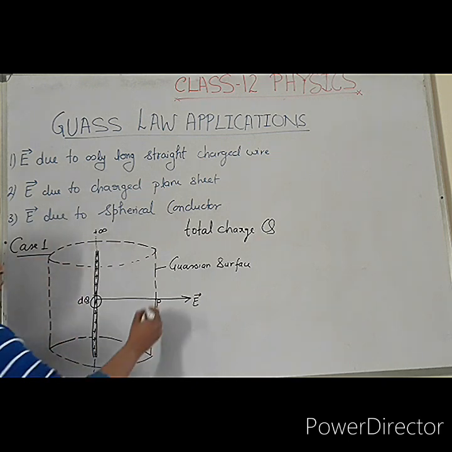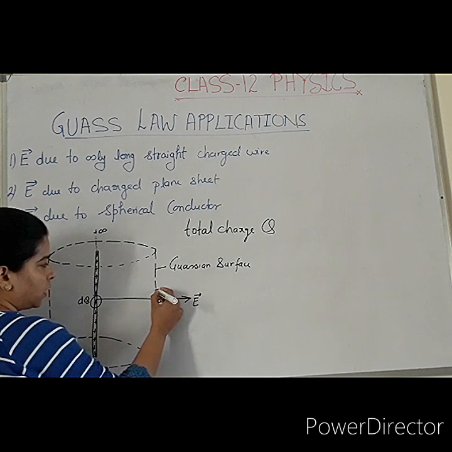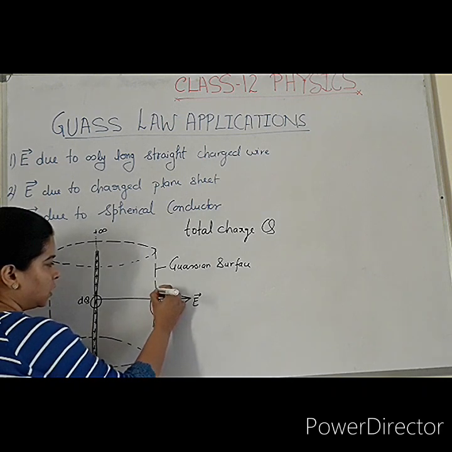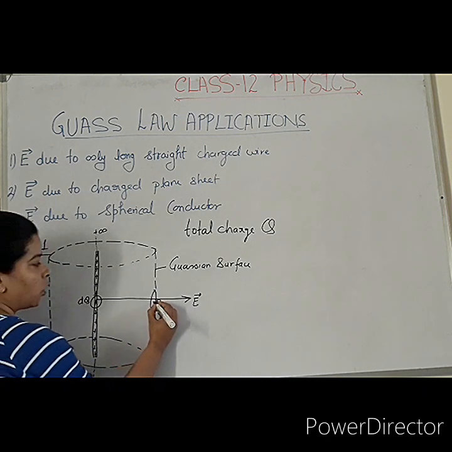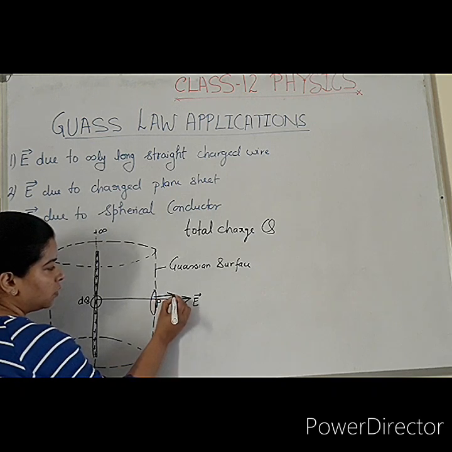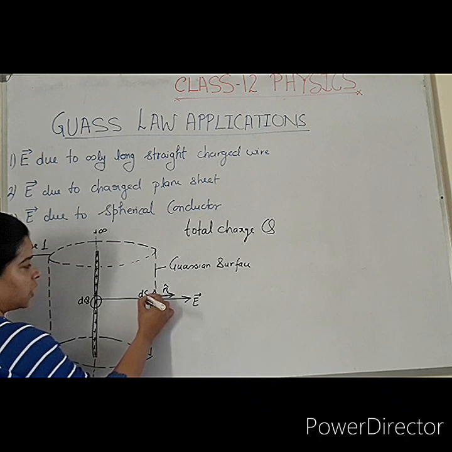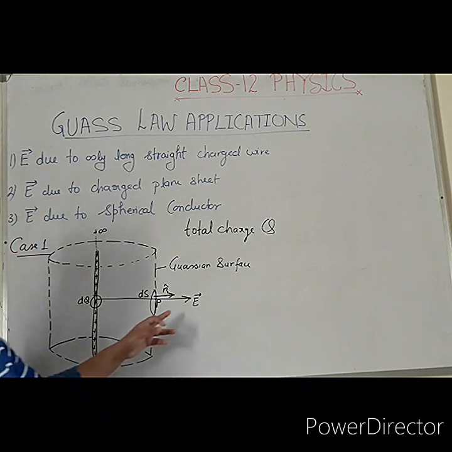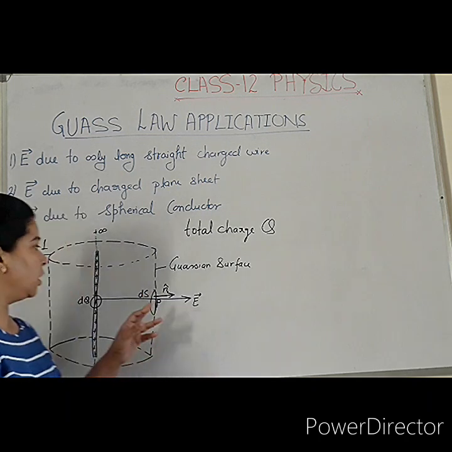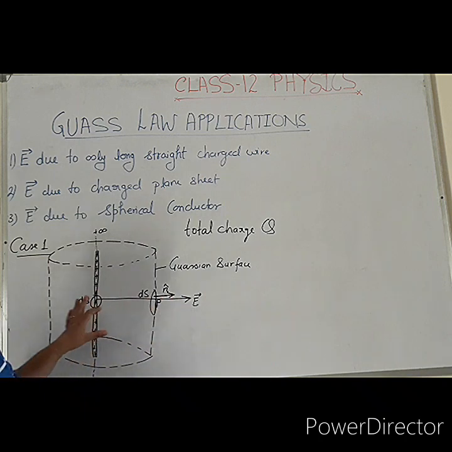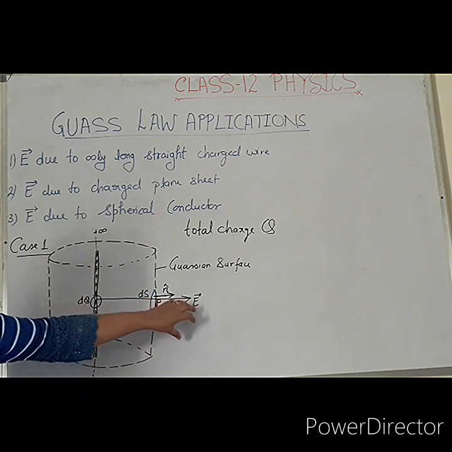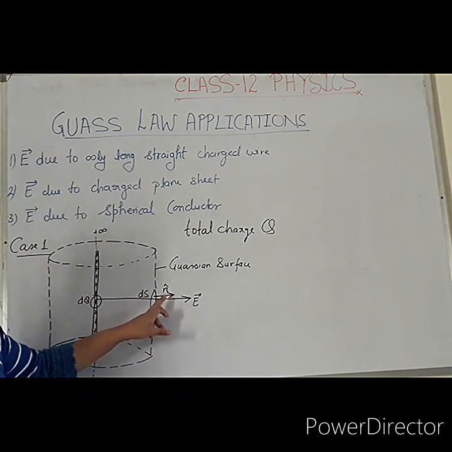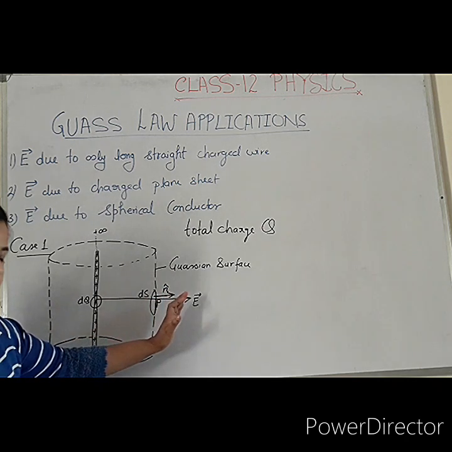Afterward, we can take the surface area here. This one is the surface area. The normal vector towards the surface area will be here. This is the normal vector towards the small surface area ds. The small electric field due to this dq charge is represented by E here, and it is in the direction of the normal unit vector, outward, radially outward.